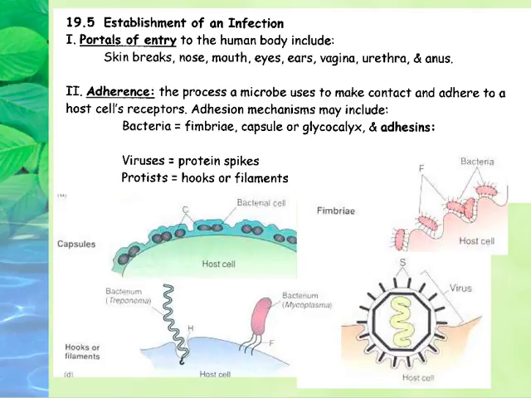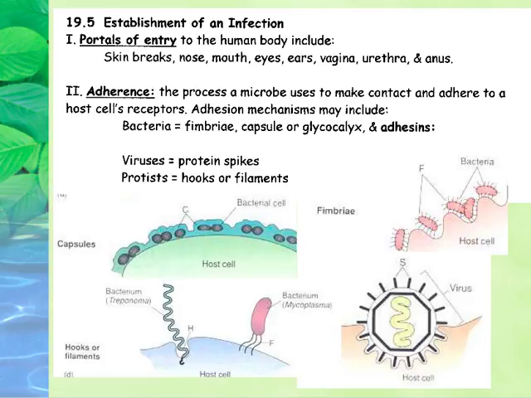Okay? So adherence is the process the microbe uses to make the contact and actually attach to the host cell's receptors. Now, some of these should sound familiar. There are adhesion mechanisms that include fimbria, the capsule or glycocalyx, and adhesins, or those little pili, on bacteria. You can see a picture of those little pili right here. Remember, we talked about those. Viruses, they use their protein spikes. Protists then use hooks or filaments. All right? And then this image is just depicting the bacterial cell capsules.